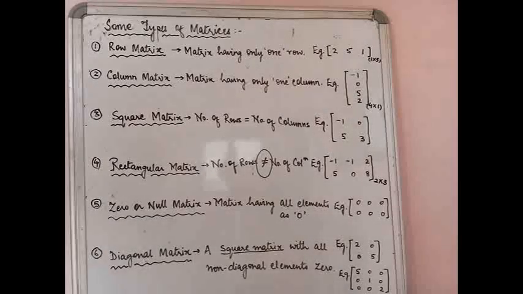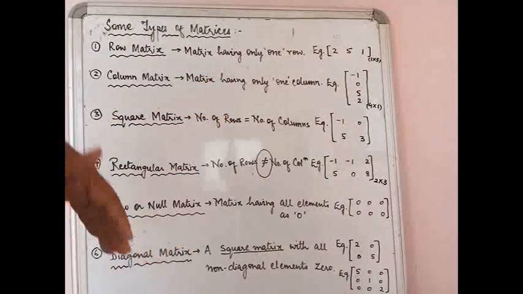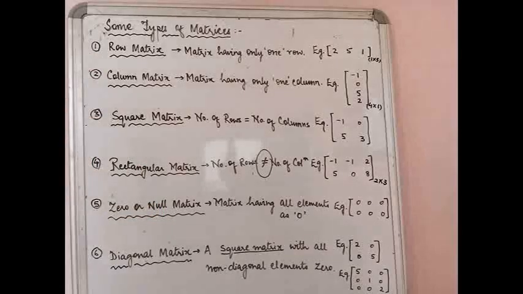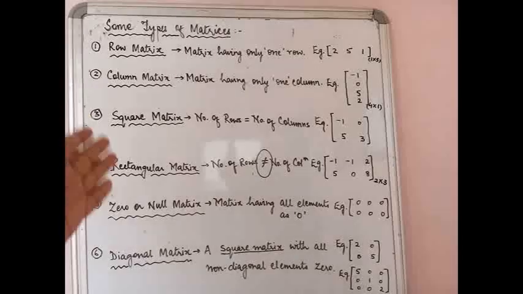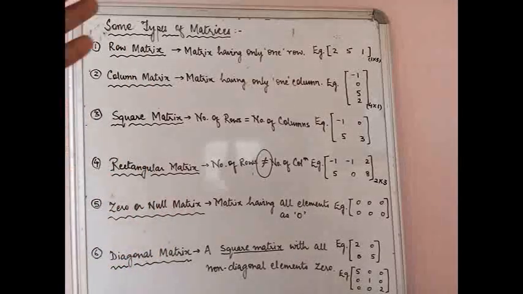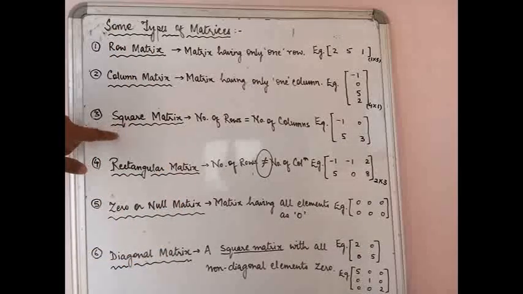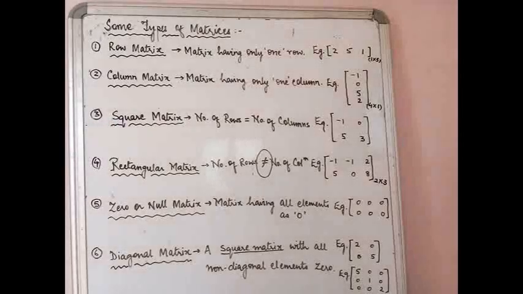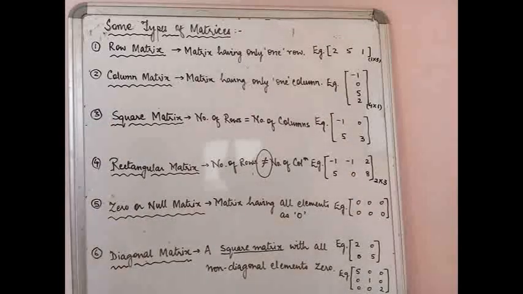Similarly, you can also have a matrix of the order 3 by 2. That will also be a rectangular matrix. Whereas a matrix of order 3 by 3, 4 by 4, 5 by 5 will always be a square matrix. Okay, so these were the first few.